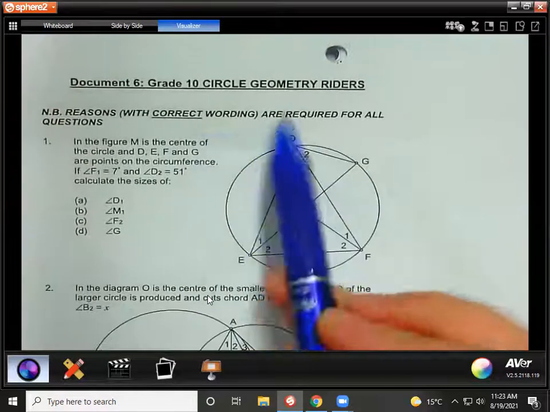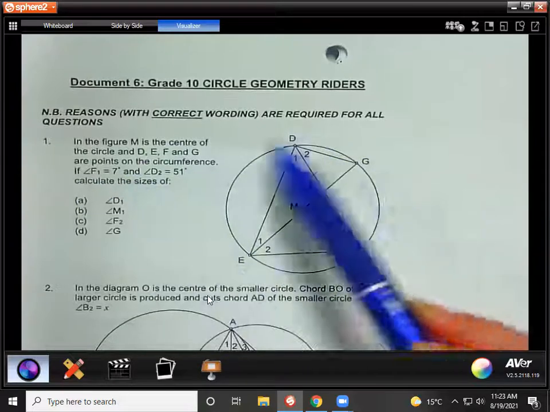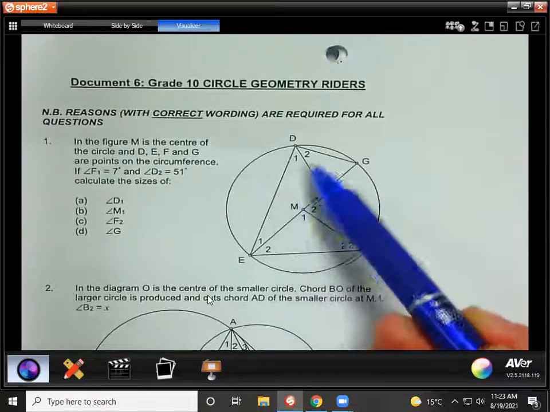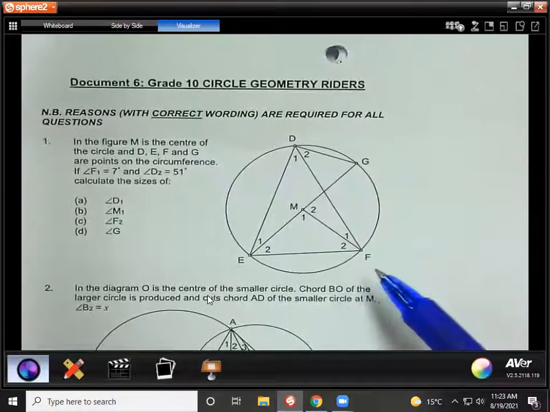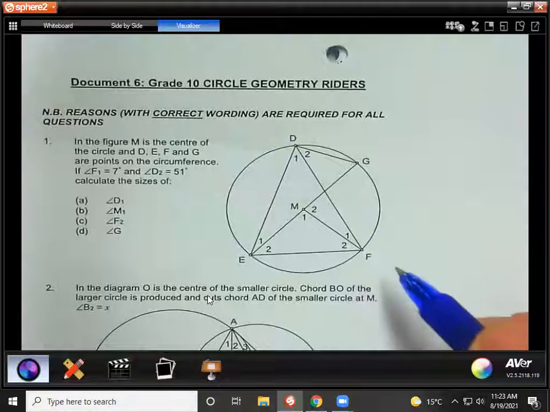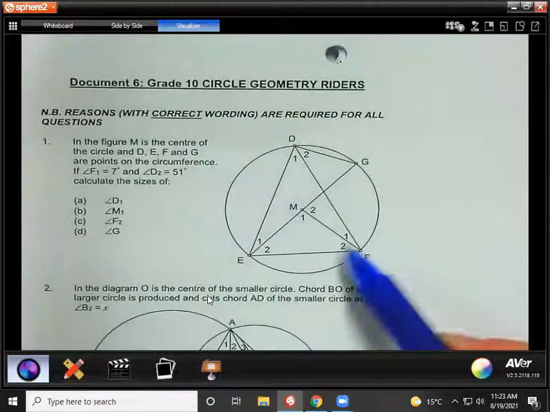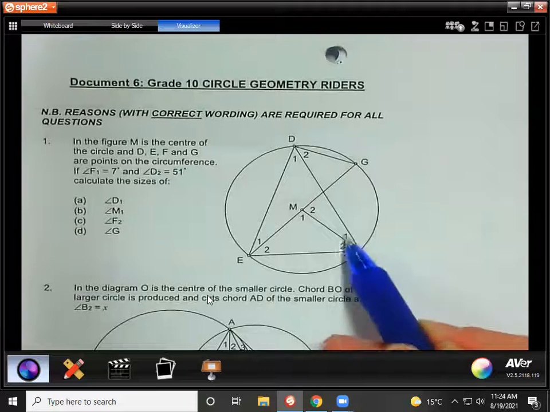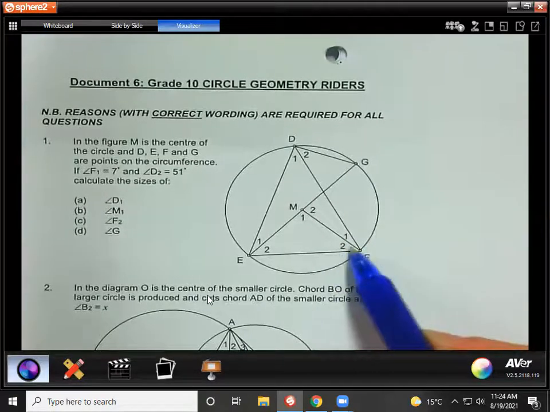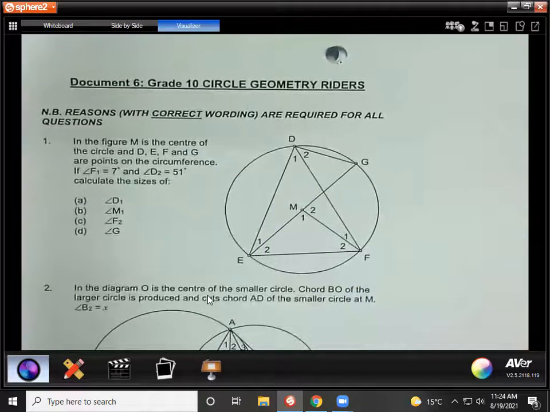They're saying D, E, F, and G are points on the circumference. Now, guys, I haven't put any values in here. These little 1s and 2s are just naming the angles in a better way for us, meaning that we can refer to angle F1 instead of saying MFD. Do we notice that they don't have degree symbols next to them? That means that they're not the sizes of the angles. So please don't think that this angle is 1 degree and that angle is 2 degrees.